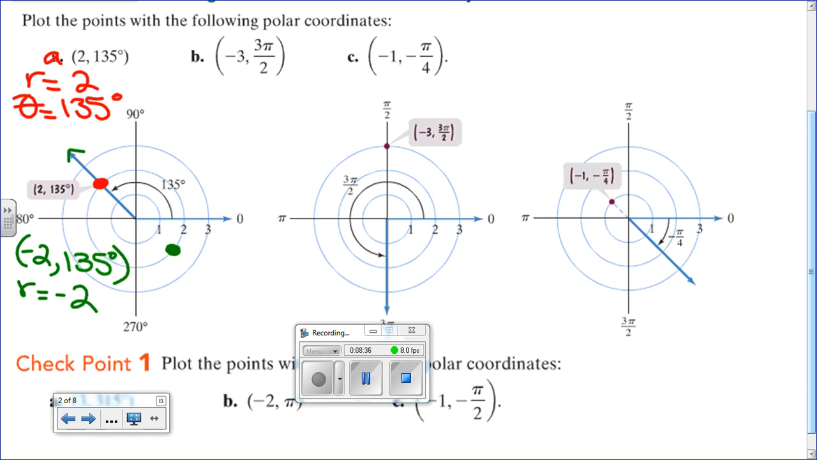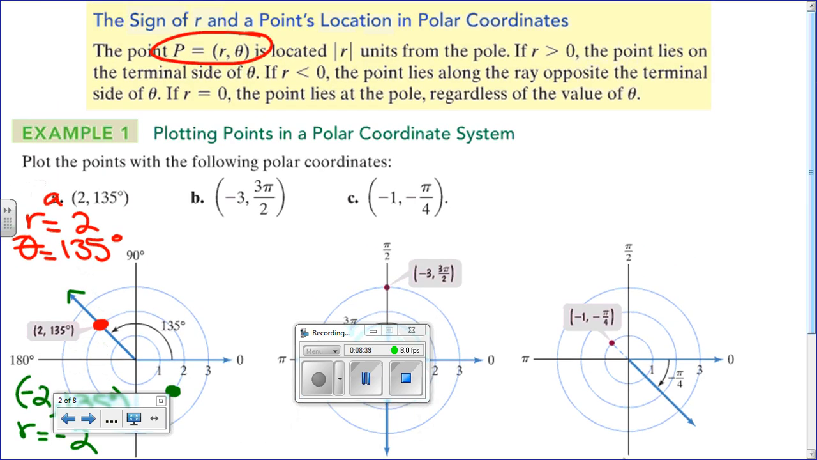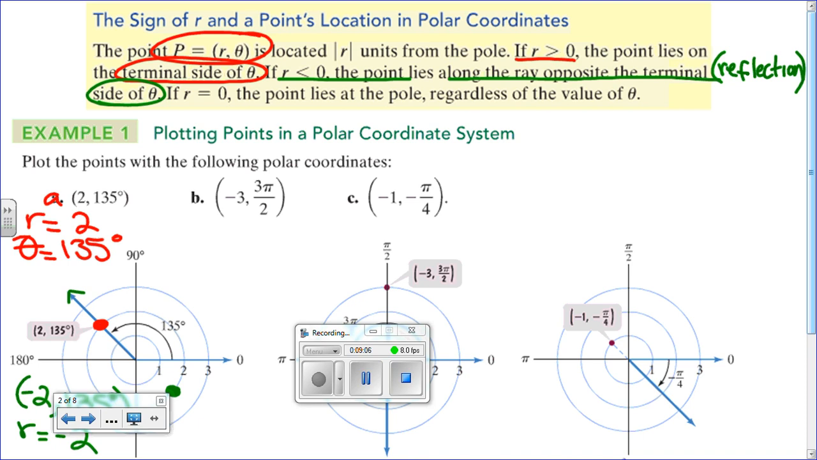Okay, now, and that is what we have here. Whenever r is positive, the point will be on the terminal side of the angle. But if the radius is negative, the point will be along the ray opposite the terminal side of theta. So it's like the reflection. And if r is 0, like I told you previously, the point will just be at the pole.